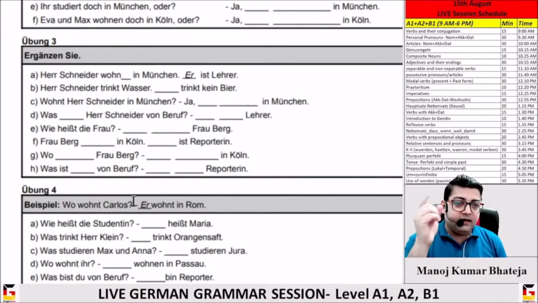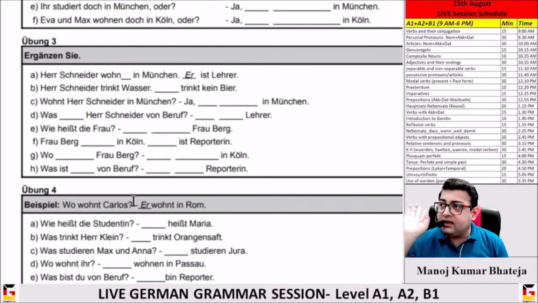What do I write? Formal. Will we put en for formal? No. Mister Schneider wohnt in München. Er ist Lehrer. Herr Schneider trinkt Wasser. What do I write? Trinkt kein Bier. Or sie trinkt kein Bier. What is correct? Or sie?